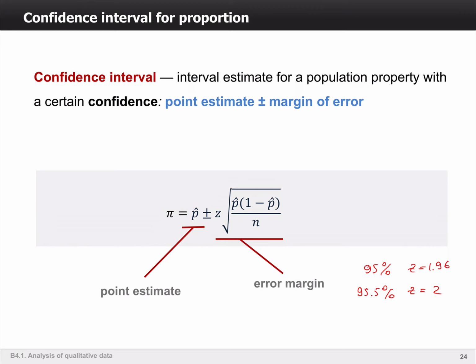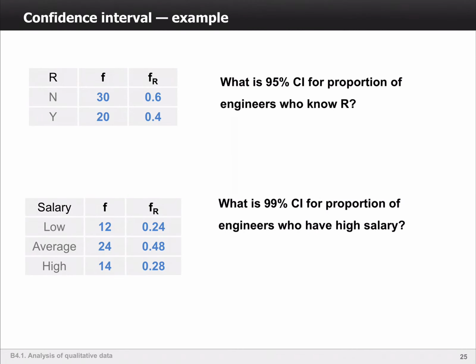We already did this several times in the previous video, but I'm just going to repeat it to rephrase this. Okay. So these are the questions. What is the 95% confidence interval for the proportion of engineers who know R? Well, first of all, we need to calculate the standard error for proportions.